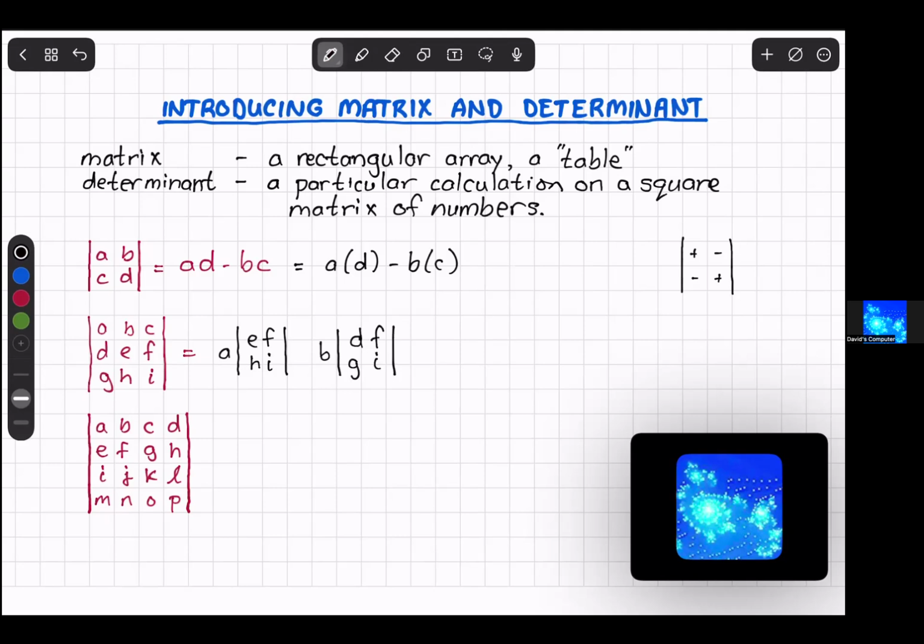And the last entry across the first row, C, multiply C by the submatrix DE GH. That is, we crossed out the row and column of C and multiplied by the determinant of the remaining 2 by 2 submatrix. And we know how to calculate that.